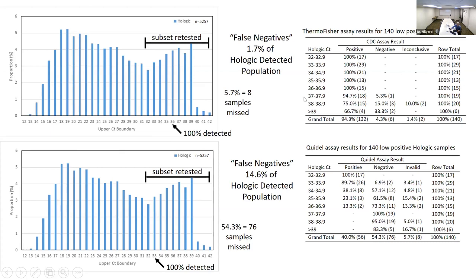The second example is to take a test much closer to the test performances and LODs of the Hologic test, and that's the Thermo Fisher assay. We did that again and showed that, in fact, it was even closer, had a very, very similar percentage of missed sample prediction compared to the CDC assay. And then compared it to another assay that was being run in the state, and that was the Keidel assay.